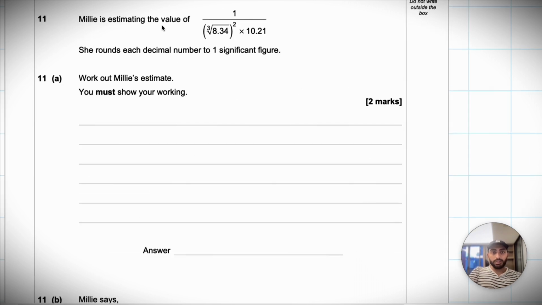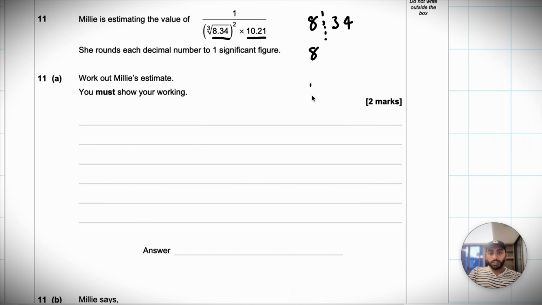Question 11, Millie is estimating the value of this. She rounds each decimal to one significant figure. So let's round both of these numbers to one significant figure. Whenever you're talking about significant figures, you're looking for the first non-zero digit. And both of these don't start off with 0, so it doesn't matter. We're just looking after the first digit. For this first one, we're looking between the 8 and the 3. So the 3 is my decider, and it's telling me whether I'm rounding 8 up or down. If it's 5 or above, I give this one a shove. If it's 4 or below, I just let everything go. So that will turn to 8.